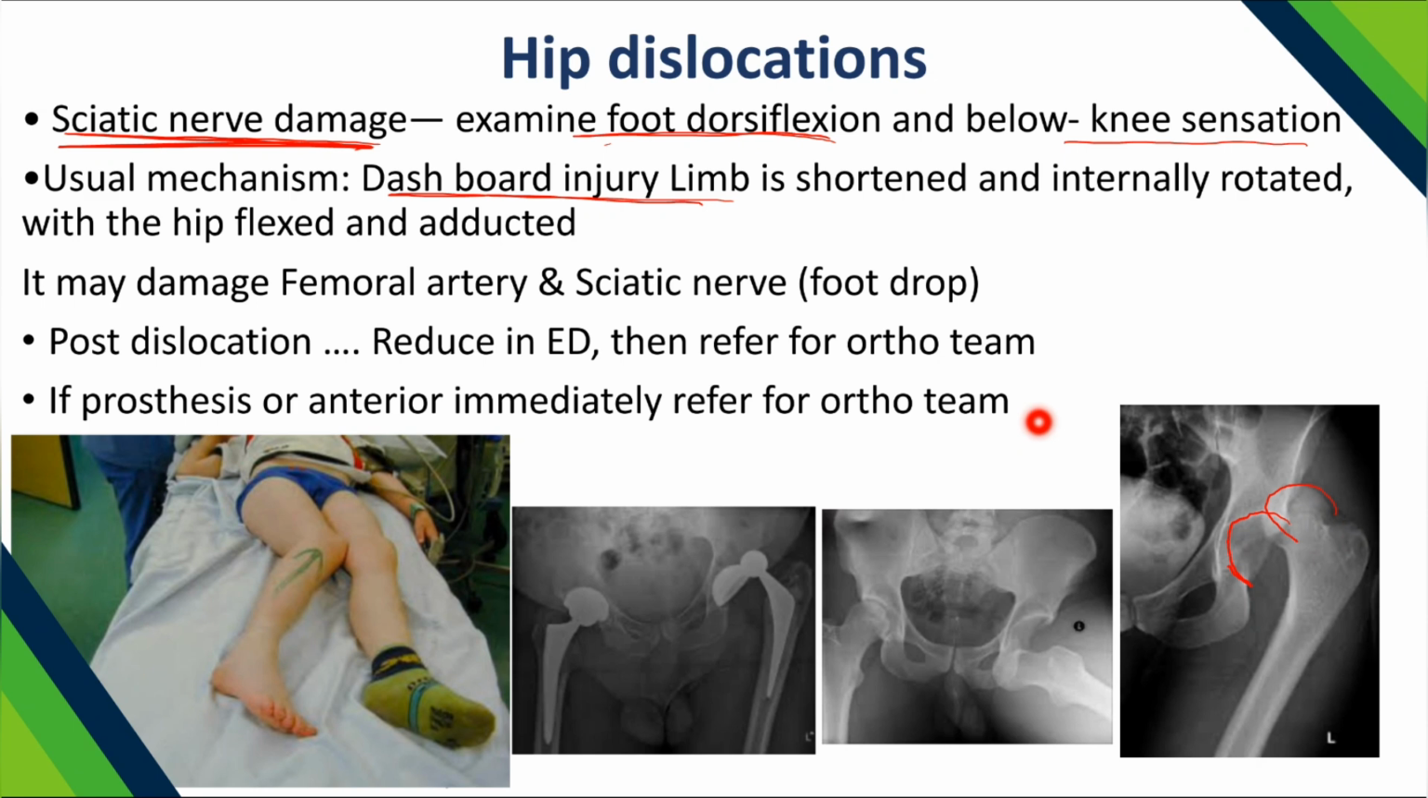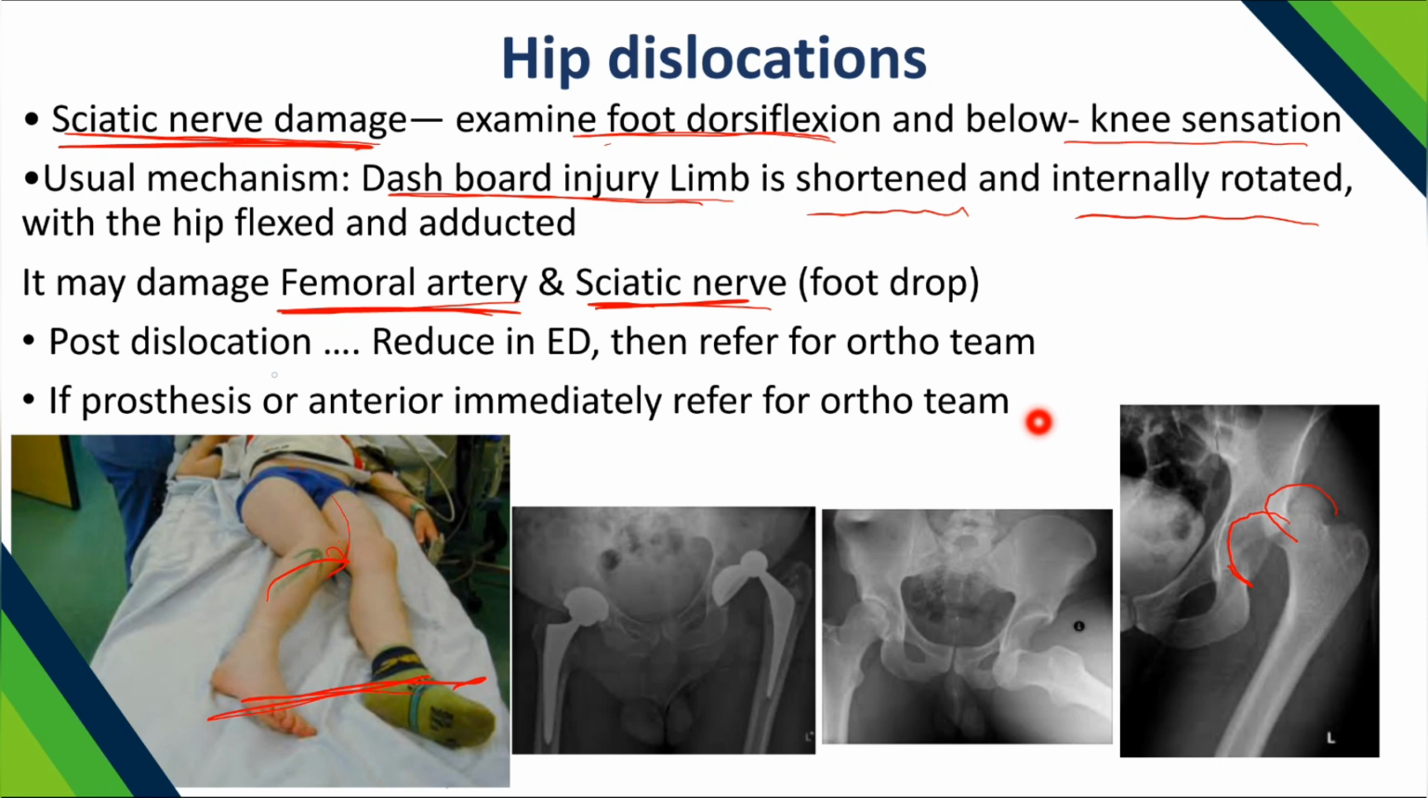In a dashboard injury in the car, the knee hits the dashboard and the force is transmitted to the hip joint. So what will happen? There will be shortening of the limb and the hip is internally rotated, flexed and adducted. As we said, it may damage the sciatic nerve. Also, the femoral artery might rarely be injured.